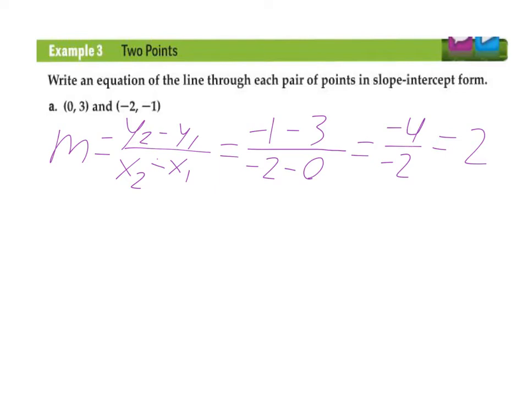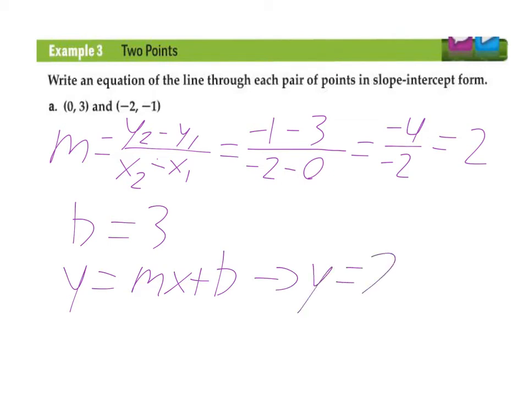All right. So we have our slope, our m. We also know, if we look at our points, 0, 3 means x is 0, y is 3, which is also our y-intercept. So our y-intercept, our b value, is equal to 3. Plug this into our equation, y equals mx plus b, and that's going to give us y is equal to 2x plus 3.